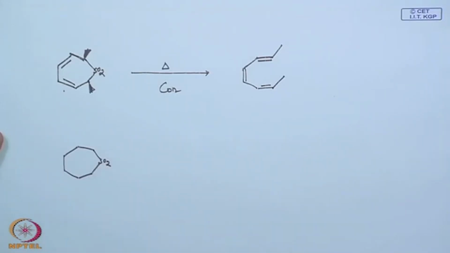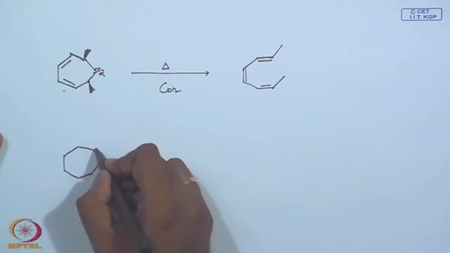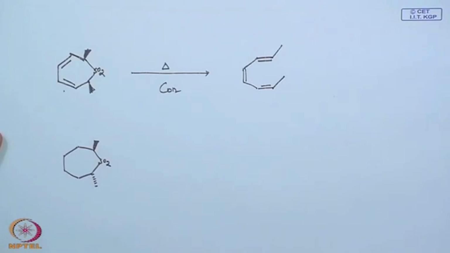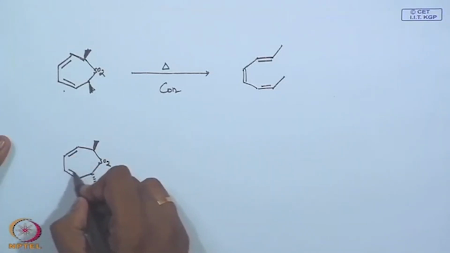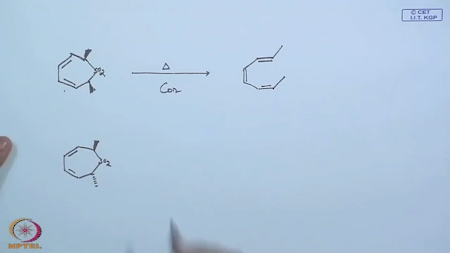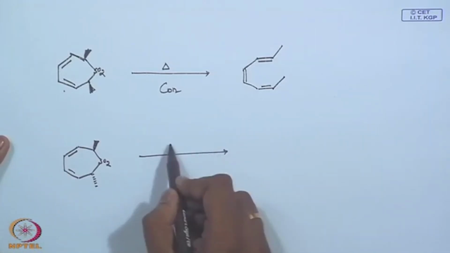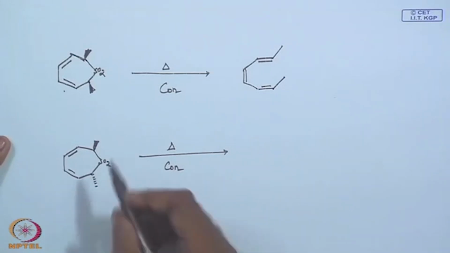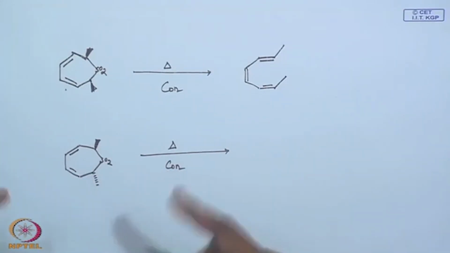sulfur dioxide, we will have a methyl here. Okay. How specific these reactions are, that's a key here. Heat, again it undergoes a con. Okay, both should be clockwise or both should be anti-clockwise.